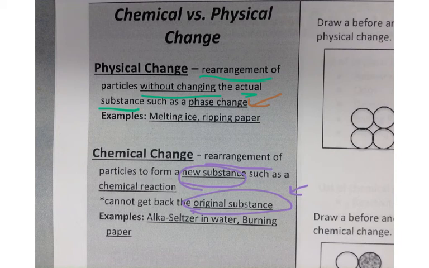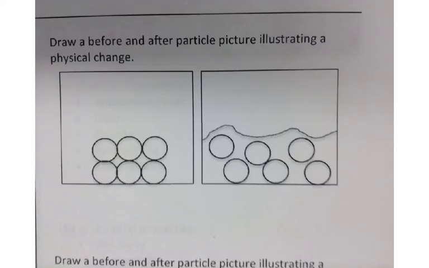Also, burning of paper. There's no way that you can get that paper back to where it once was. Whereas with a physical change, if I had melting of ice, all I would have to do is refreeze it and it would go back to being frozen again. This is a picture of what a physical change would look like.